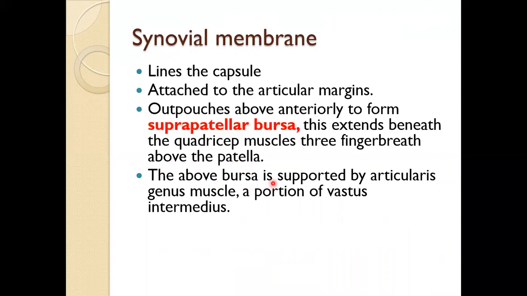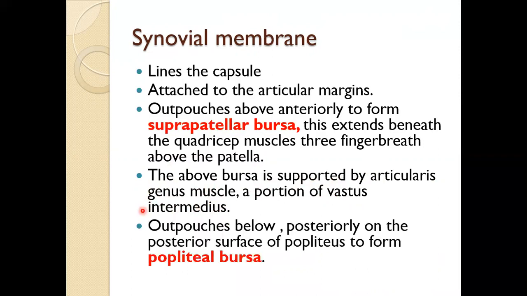The suprapatellar bursa has got support by a muscle called the articularis genus muscle, right? Articularis genus muscle is a small portion of the vastus intermedius muscle, a muscle of the anterior compartment of the thigh, one of the 4 quadriceps femoris muscles.